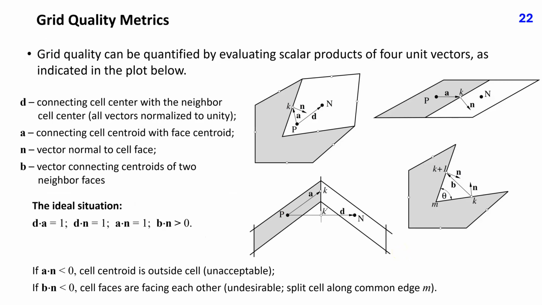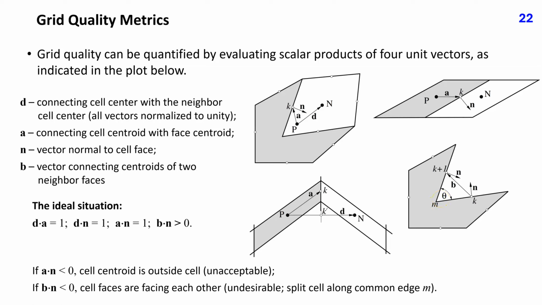Grid quality can be quantified by evaluating scalar products of 4 unit vectors, which are indicated in these plots. Vector D connects the cell center with the center of the neighbor cell. All vectors are normalized to unity. Vector A connects cell centroid with face centroid. Vector N is orthogonal to the cell face at its centroid. Vector B connects centers of two neighbor faces, that is, faces which share an edge.